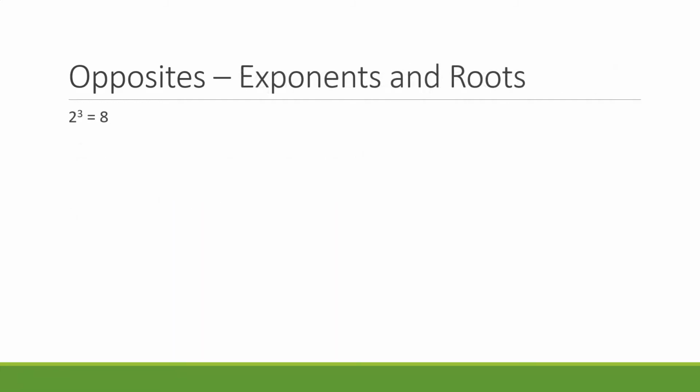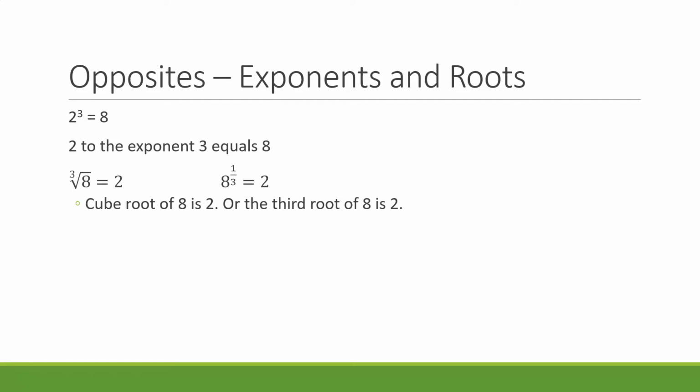2 to the third exponent, or 2 cubed, is equal to 8. It means 2 times 2 times 2. The opposite, or the inverse function, is finding the cube root. So we've got 3 radical symbol 8 is equal to 2, or 8 to the exponent 1/3 is also equal to 2. We can say that the cube root of 8 is 2, or the third root of 8 is 2.